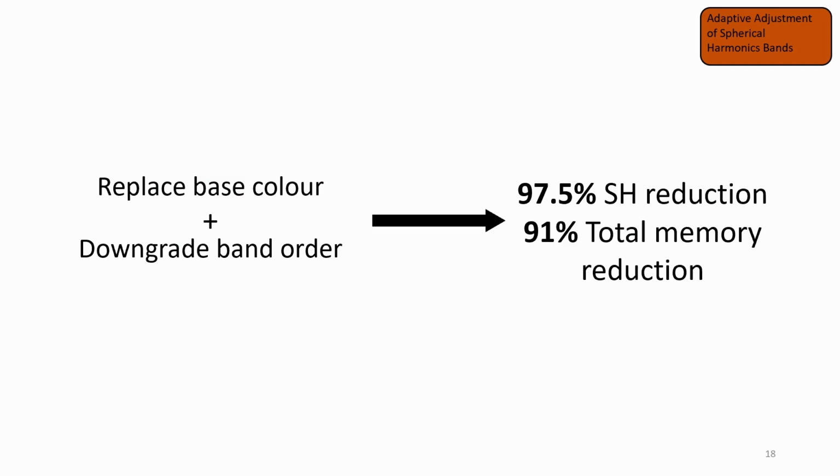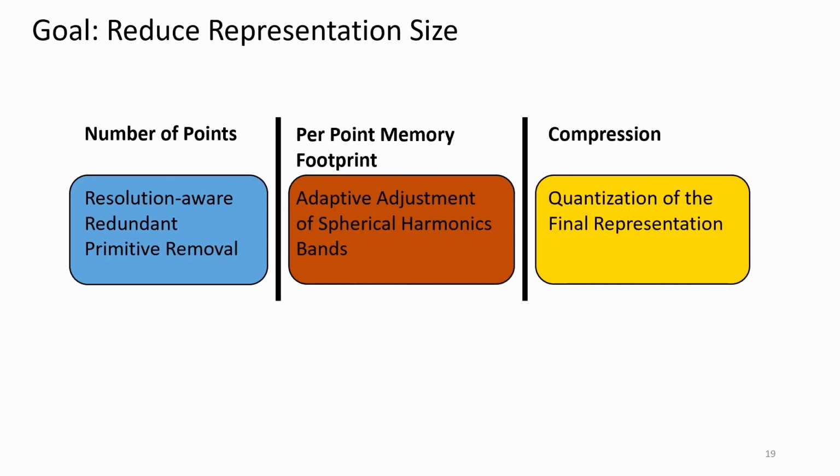So we apply these two methods once at the point where the densification stops, around the middle of the optimization, so that any information lost can be retrieved by the rest of it. Combined, they provide a drop of 97.5% in spherical harmonic memory, which amounts to 91% of total memory on the 3 data sets that we tested.